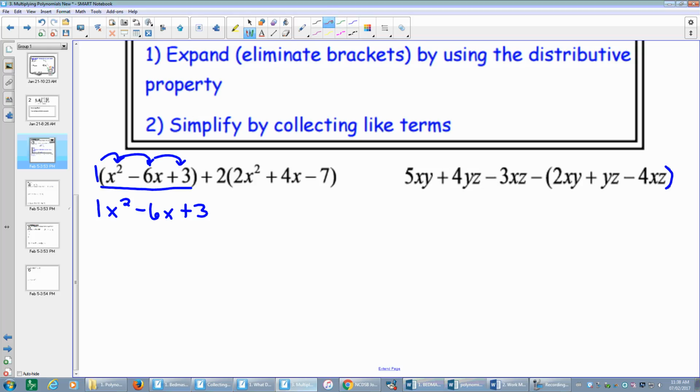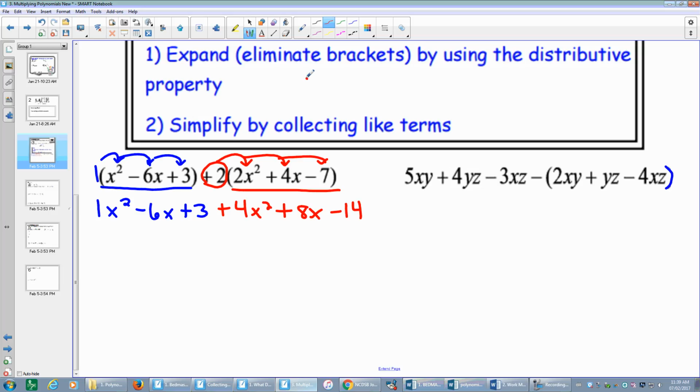Then I have to do my next bracket here. It means multiplying when I have brackets, so I have to take this positive 2 and multiply that on the inside of this bracket. Positive 2 times 2x gives me plus 4x squared. Positive 2 times positive 4x gives me plus 8x. Positive 2 times negative 7 gives me negative 14. So that was my first step in eliminating the brackets.